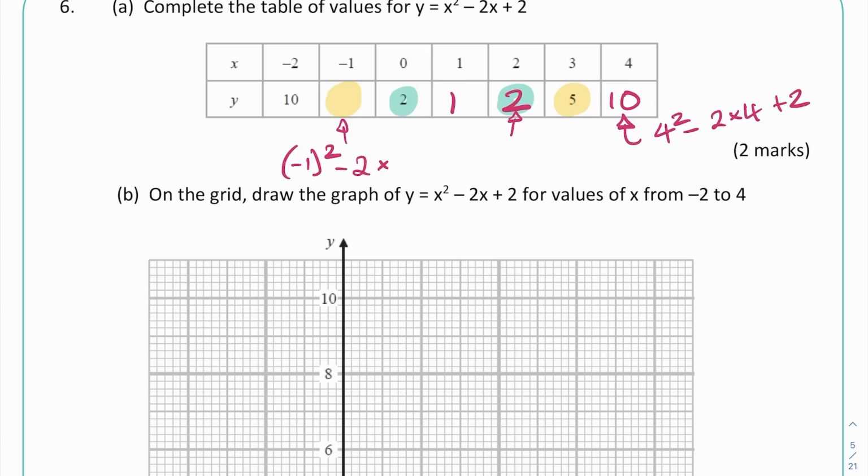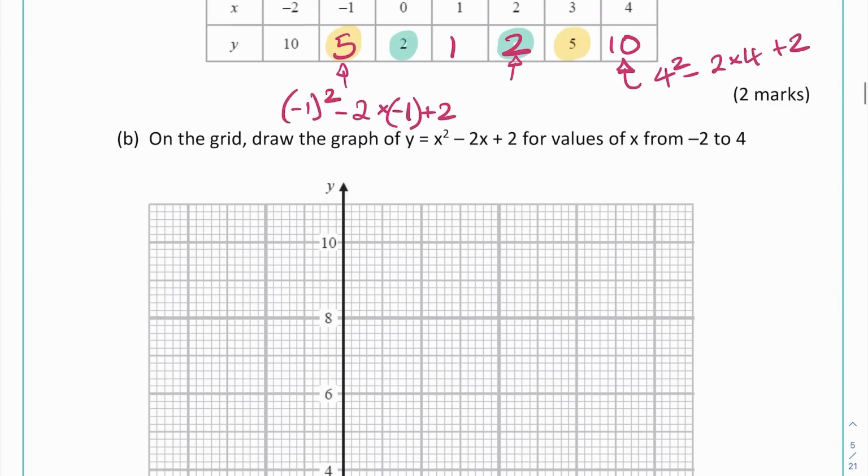Then take away 2 times -1, and then plus 2. You can put this negative into brackets as well if you want to keep consistent with it, but we get the answer 5. So we know it's working because you can see over there it's also a 5. So there we go, it follows the pattern.